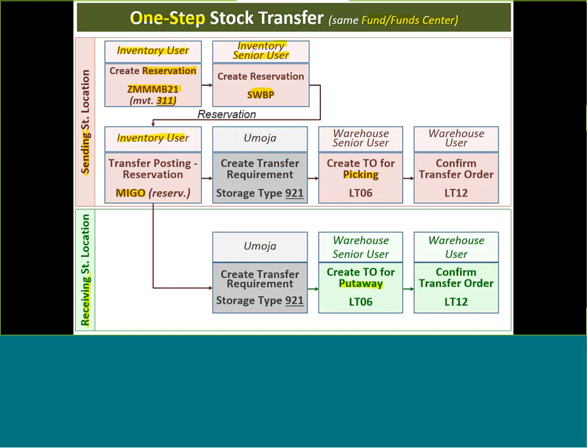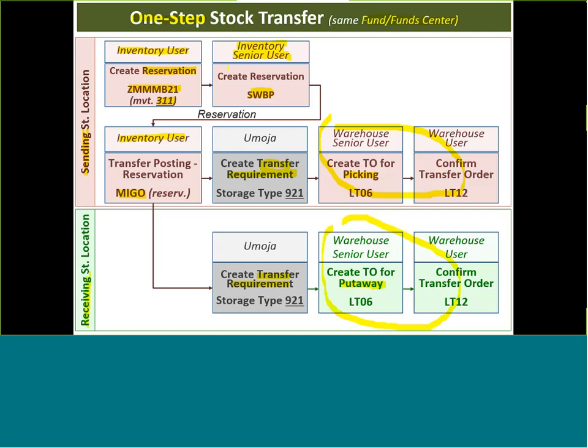So once the Migo is posted, the system will automatically create a transfer requirement for picking in the source warehouse so that the warehouse people can perform picking, and the system will automatically create a transfer requirement for put away in the receiving warehouse so that the warehouse people, when they receive the item, can also perform put away. Right? So here you also have the segregation of duties. The inventory senior user is responsible for approving the reservation.